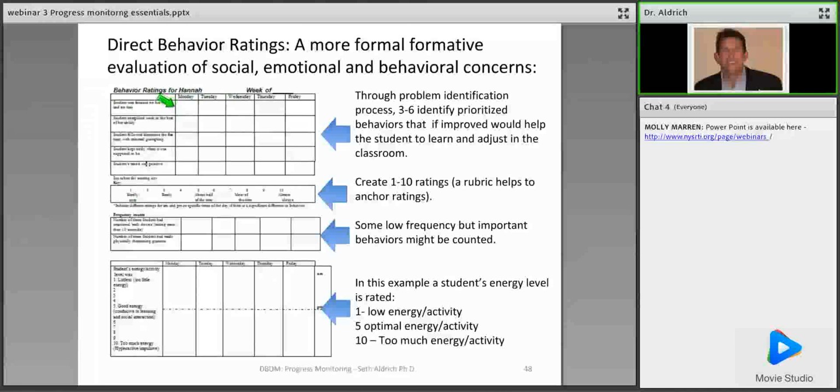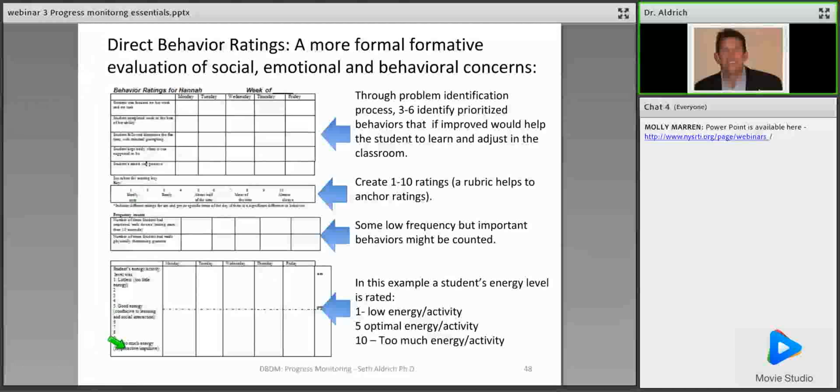It takes about 10 to 15 seconds once the teacher really knows the drill to complete this rating. It might be multiple times a day, or a couple times a day, or just at the end of the day. You might have frequency counts, like tantrums lasting more than 10 seconds, hopefully low incidence behaviors that you can count, so you can collect data concerning that. In this particular direct behavior rating, we have fatigue level, or perhaps a medication side effect, that they're lethargic, so they would have a 1 for lethargy. Good energy level would be a 5. 10 would be too much energy.